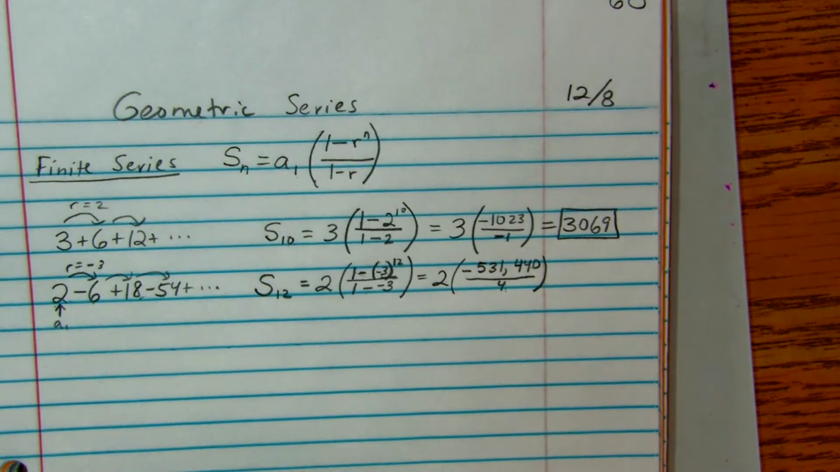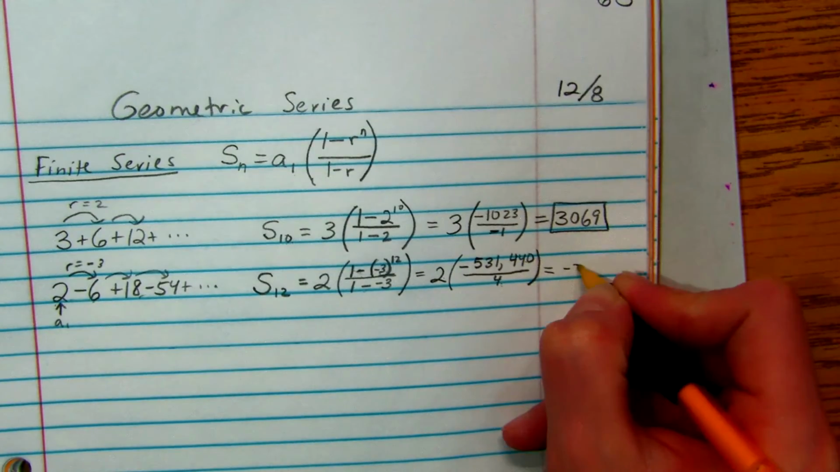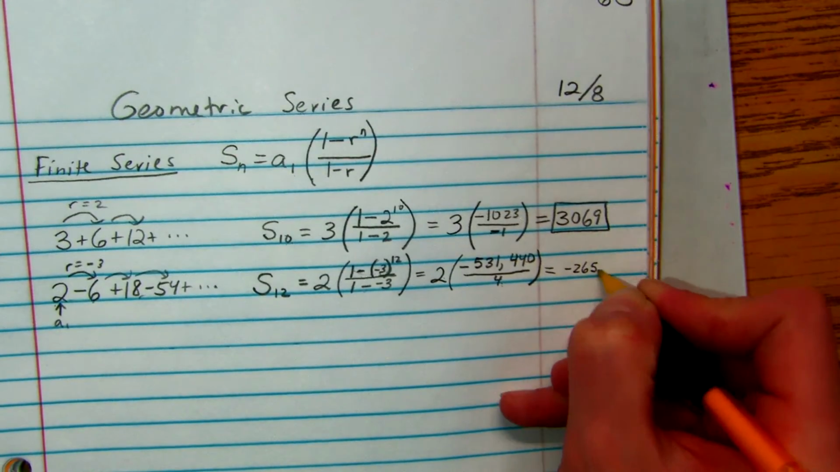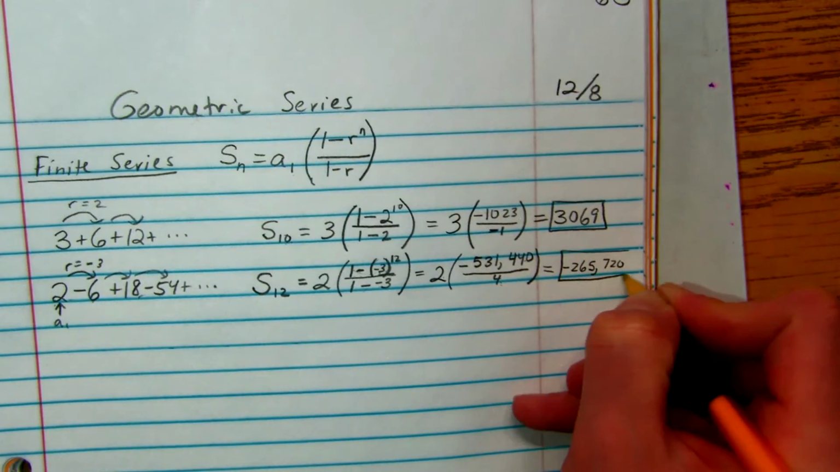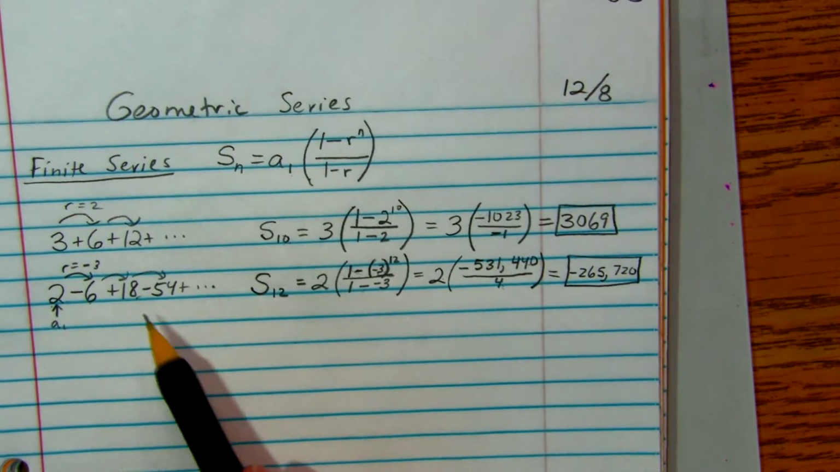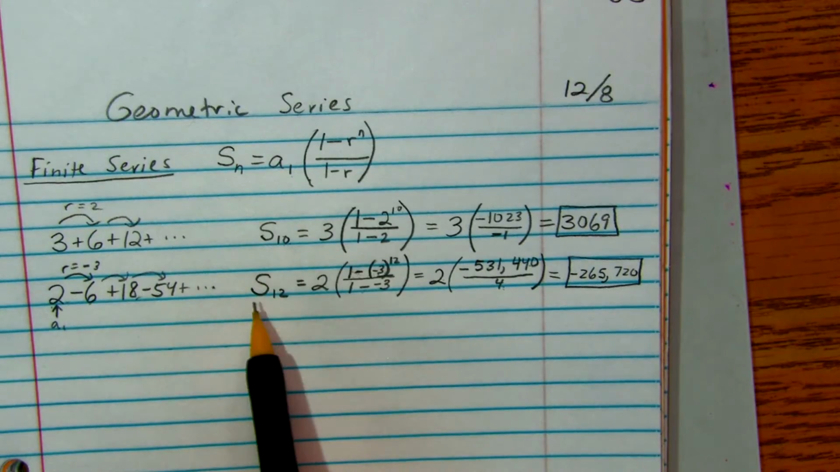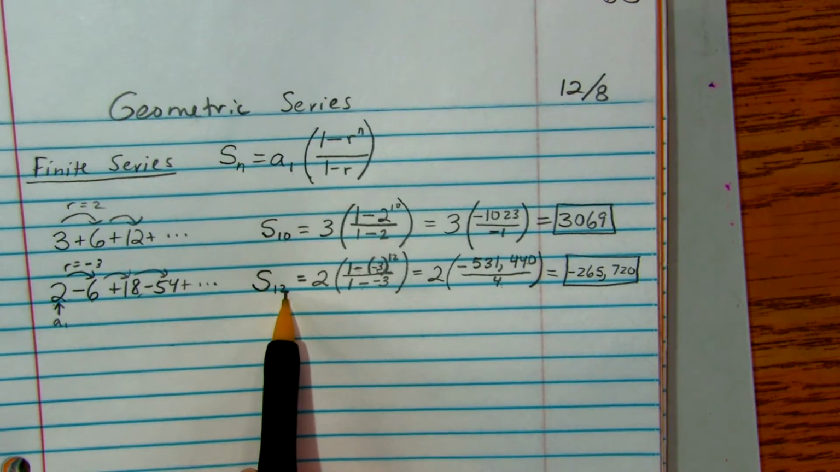Whatever order you want to type that in at this point. And we get negative 265,720. So these get to be big numbers, and you're multiplying. The numbers can get really big really fast, and so to go all the way out to 12 terms, we would have had some really big numbers, and you would have had 12 numbers to add together.